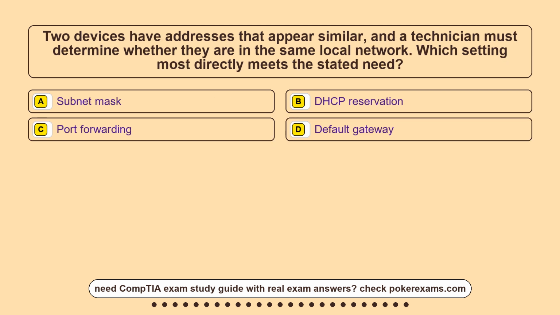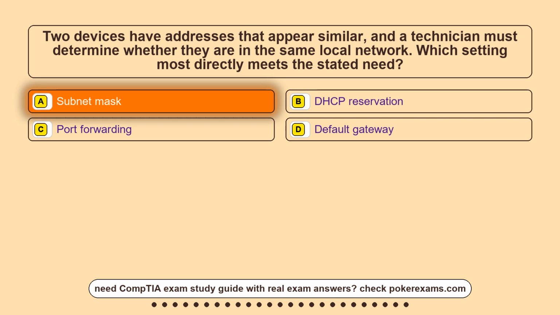Question 21. Two devices have addresses that appear similar, and a technician must determine whether they are in the same local network. Which setting most directly meets the stated need? Option A. Subnet mask. Option B. The DHCP reservation. Option C. Port forwarding. Option D. Default gateway.